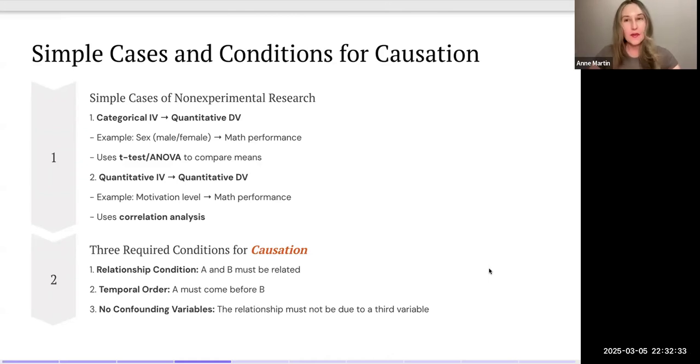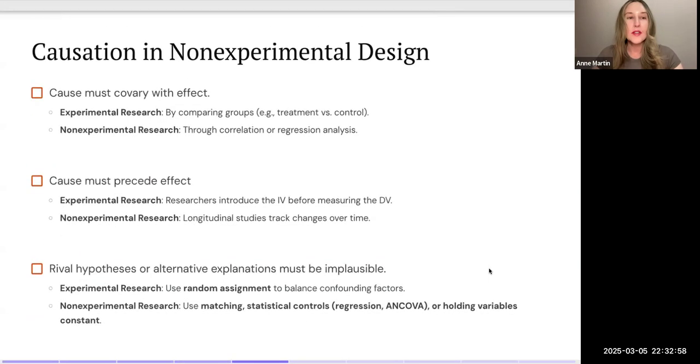And so just like we've talked about in other chapters, in non-experimental research, there are the same 3 required conditions for causation. The relationship condition, that one variable must be related to the other; temporal order, the independent variable must come before; and then no confounding variables. You can't have an alternative explanation. So let's talk about these 3 different causes and how they look in experimental design versus non-experimental design.